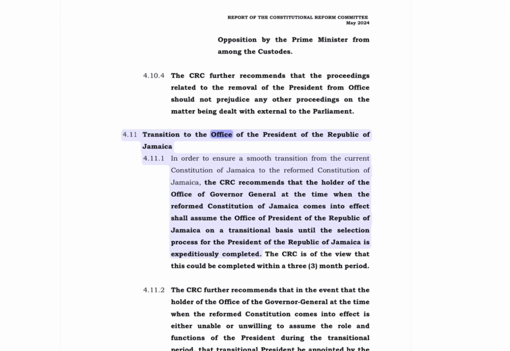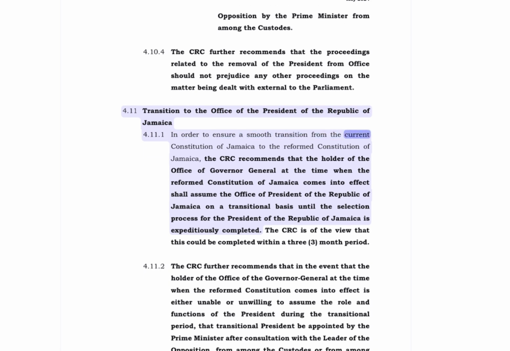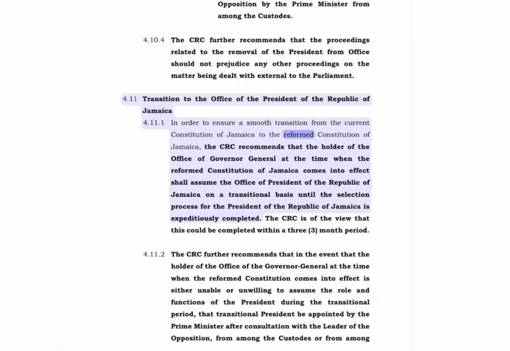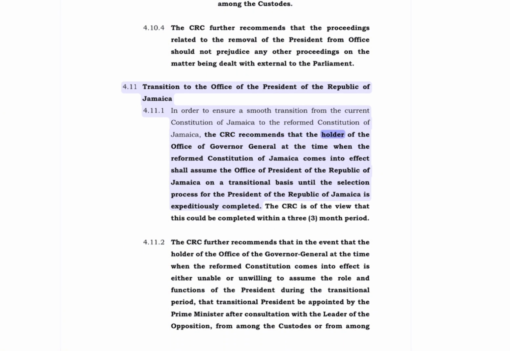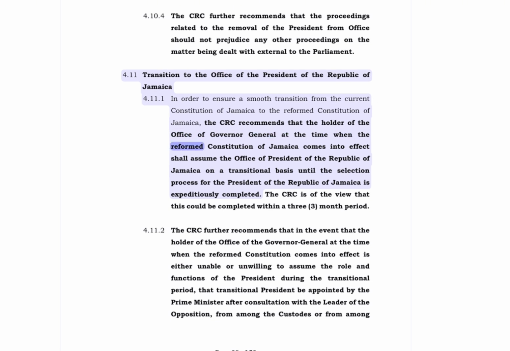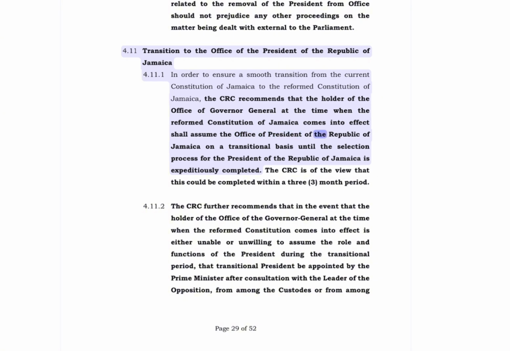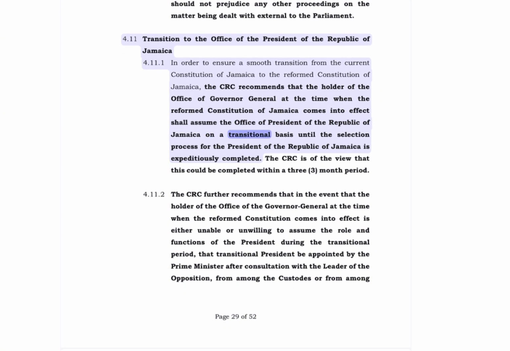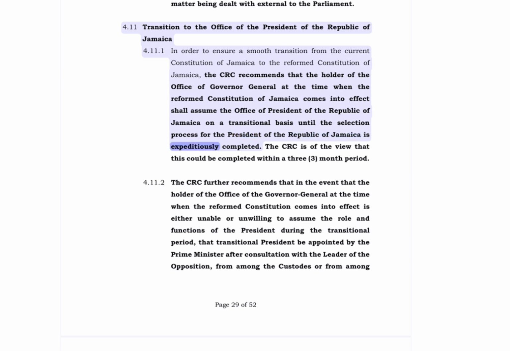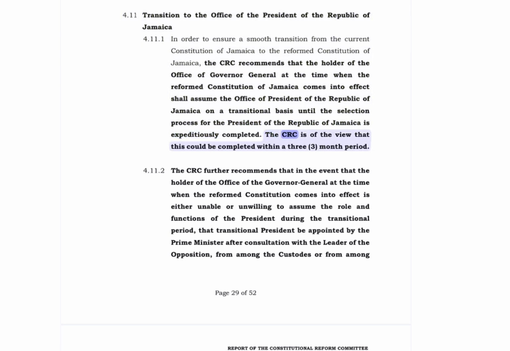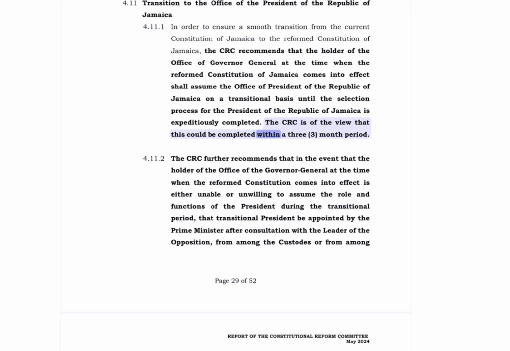4.11 Transition to the office of the President of the Republic of Jamaica. 411.1 In order to ensure a smooth transition from the current Constitution of Jamaica to the reformed Constitution of Jamaica, the CRC recommends that the holder of the office of Governor-General at the time when the reformed Constitution comes into effect shall assume the office of President of the Republic of Jamaica on a transitional basis until the selection process for the President is expeditiously completed. The CRC is of the view that this could be completed within a three-month period.